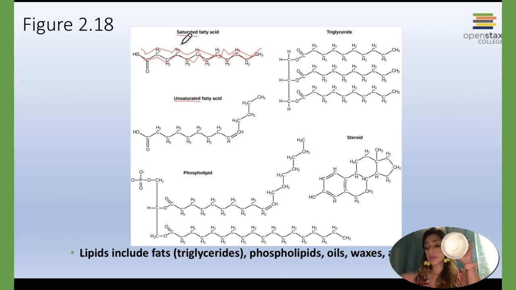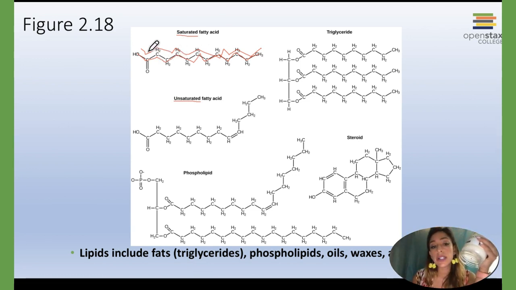This is coconut oil. Coconut oil is solid at room temperature. The reason being because of what it can do right here. It just stacks up on top of each other with no problem. You know why? Let's try to do the same thing with the unsaturated fat first.